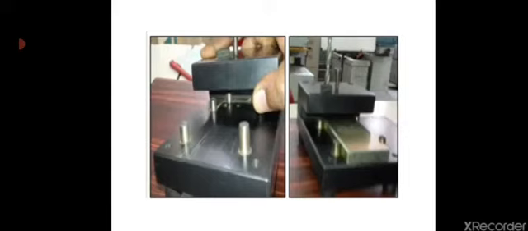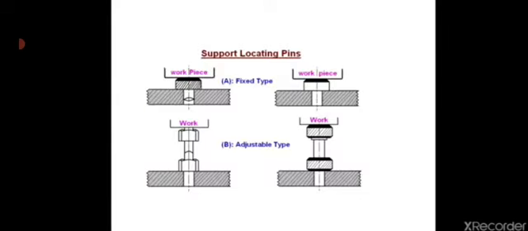From the diagram, you can see the locating pins. The first type of locating device is support pins. There are 2 types of support pins: the first is fixed type and the second is adjustable type. In fixed type, a curved locating face supports the workpiece, and in adjustable type, there is also a curved locating face, mainly used for variable dimension components. In this case, supporting pads and stop pins are also used.